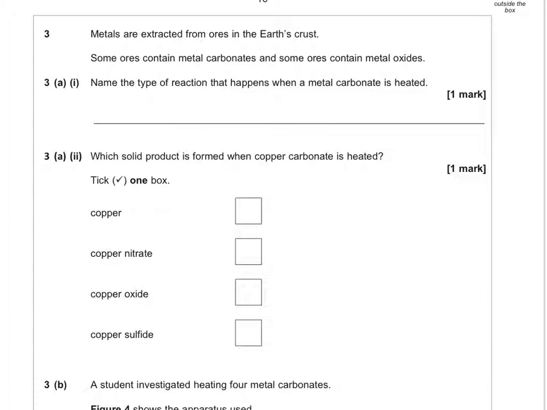Question 3. Metals are extracted from ores in the Earth's crust. Some ores contain metal carbonates and some ores contain metal oxides. Name the type of reaction that happens when a metal carbonate is heated. Now, the answer for this is thermal decomposition. A few people put in electrolysis for this answer, but your clue really is when it says heated.